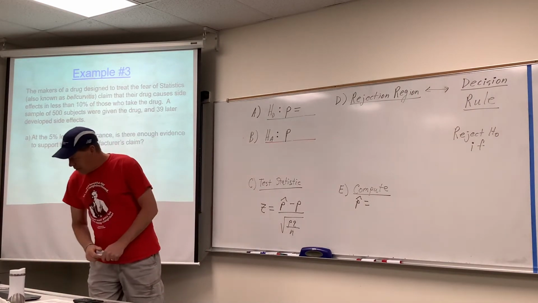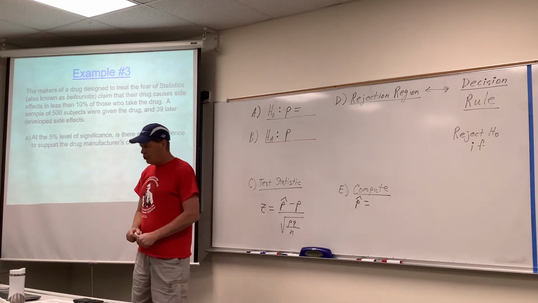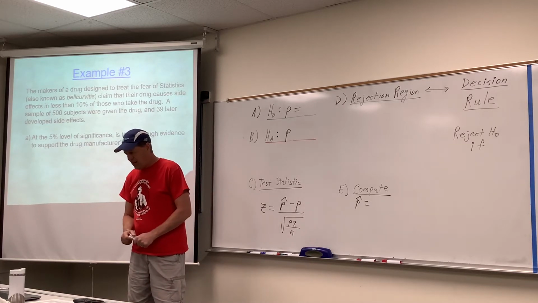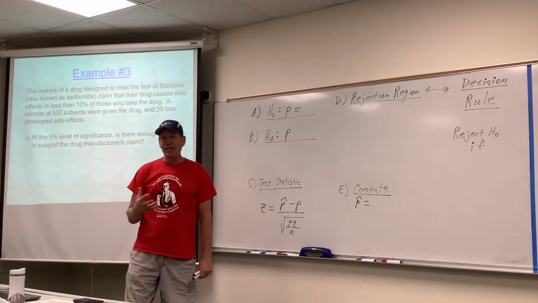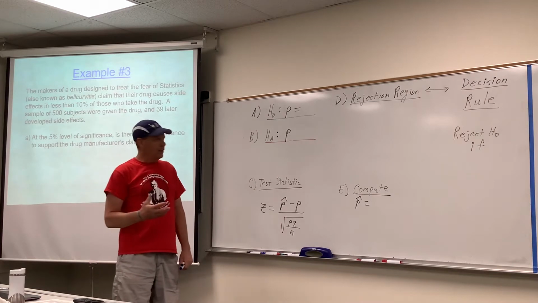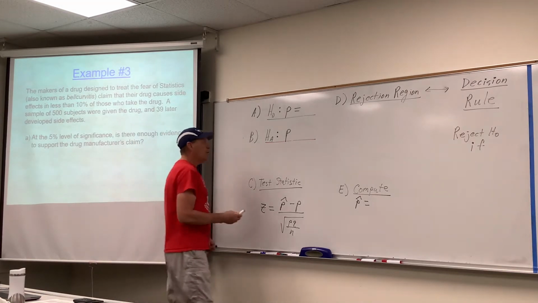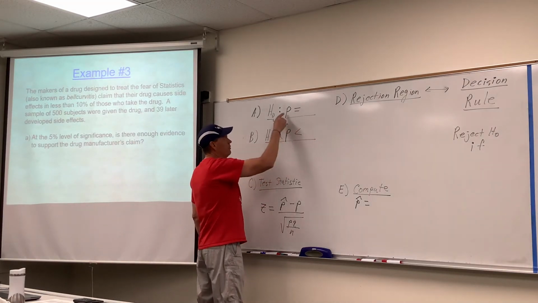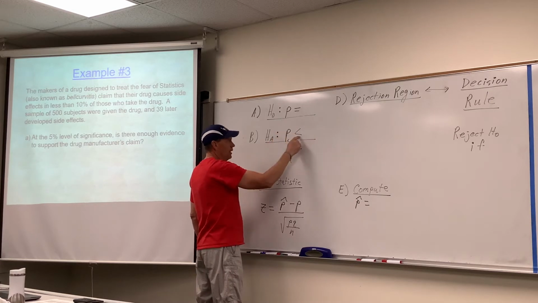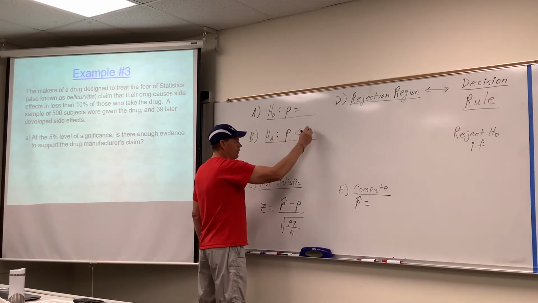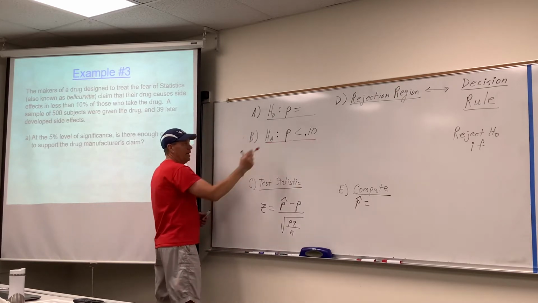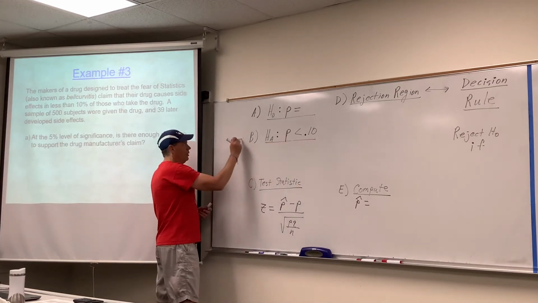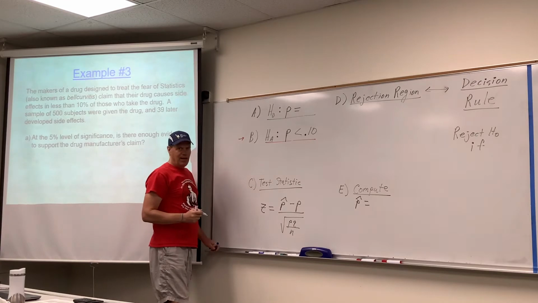But anyway, the makers of a drug designed to treat the fear of statistics claim that their drug causes side effects in less than 10% of those who take the drug. Well, less than 10%, look, if the null is equal, then less would be the alternative. So they're claiming that if you take their drug, less than 10% of people will develop side effects.